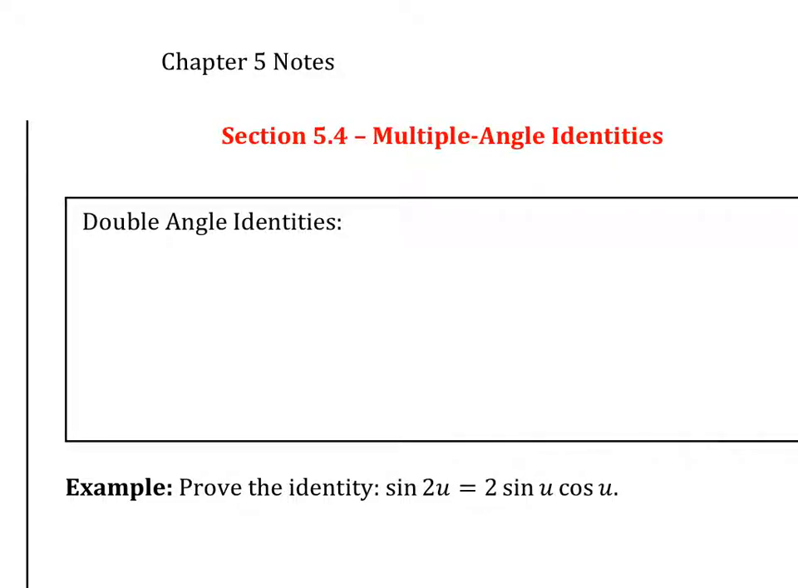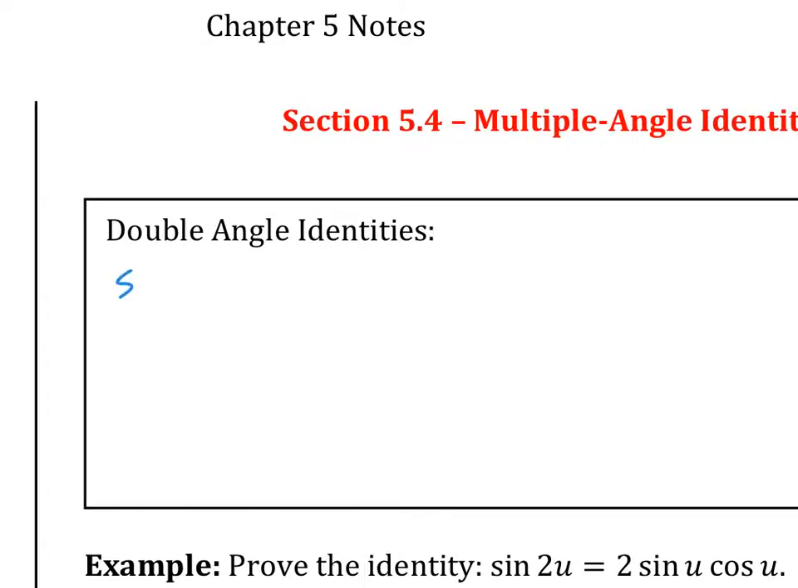Okay, in the double angle formula, we have three kinds of double angles: sine double angle, cosine, and tangent. I'm going to show you how they came about. Okay, first one, sine 2x.